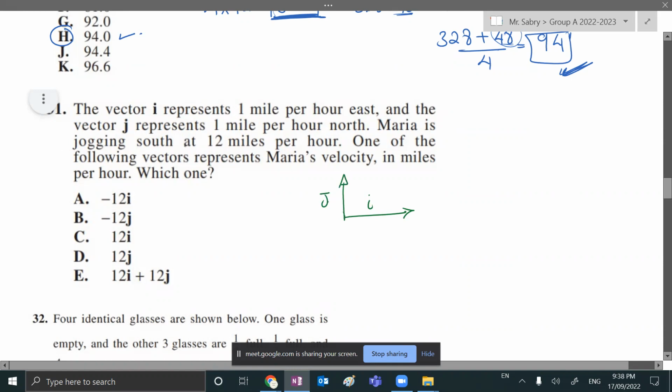Maria is jogging south at 12 miles per hour. South is going down. And she's going 12 miles per hour. How can I represent her going down using the I and the J in terms of I and J? Since we said up is positive and down is negative, and since up and down are J and right and left are I, then we know for a fact it must be a J. So it's not A, it's not C, and it's not E. Since going up is positive and down is negative, and I'm going down, so B must be the correct answer. That's it.